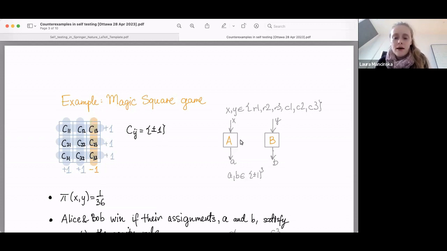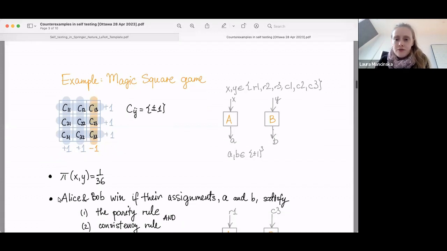The way I play my game is that I ask Alice and Bob to fill in one of the rows or one of the columns. So this is row 1, row 2, column 1, column 2, column 3. And then as the answer, they provide a filling of that row, a plus-minus 1 string of length 3. Every row and column has 3 numbers. Let's say I ask each of these questions, rows and columns, with uniform probability.